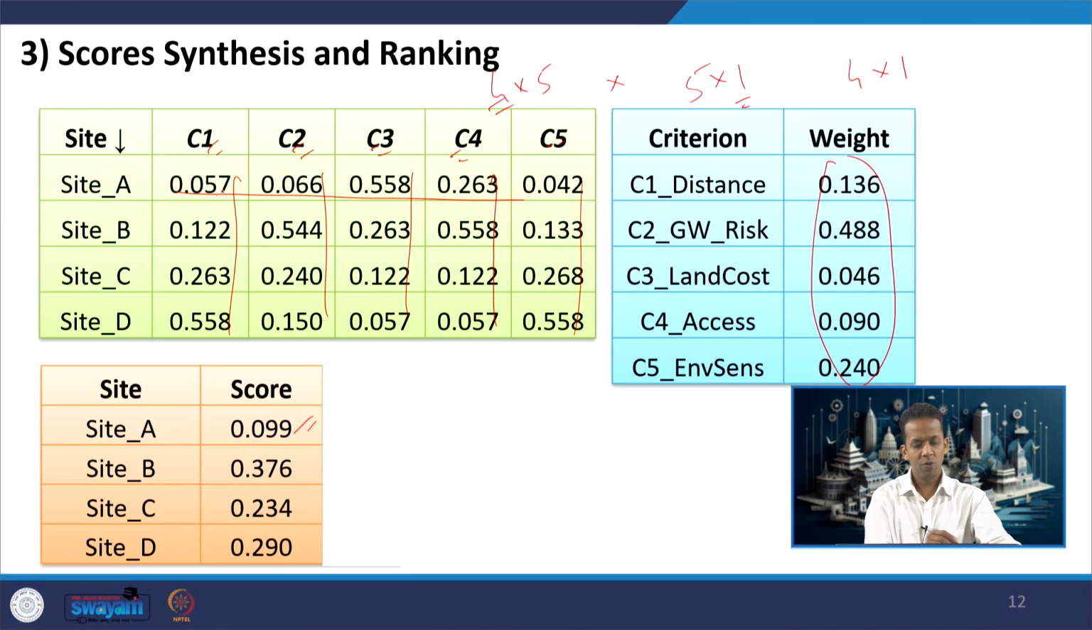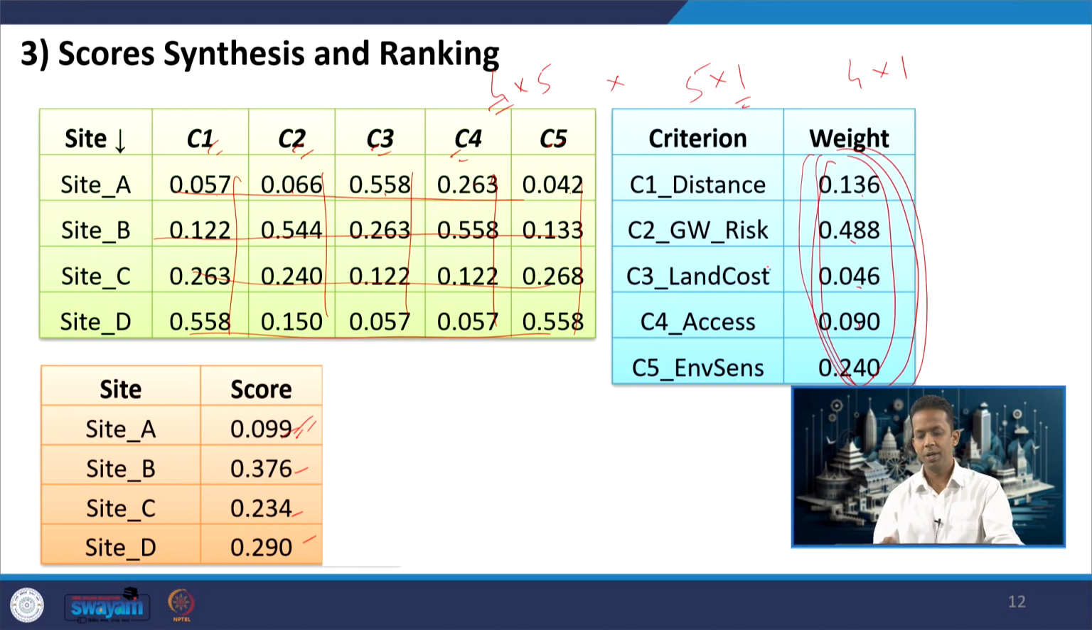So, it is 0.057 into 0.3 plus this into second value, third value into third value, fourth into fourth plus fifth into fifth value. Summation of these products would give us this score. Similarly, for site B, it will be row number 2 into entire column of the criteria weight. For site C, row number 3 into entire column of the criteria weight, and for site D it will be row 4 into entire column of the criteria weight.